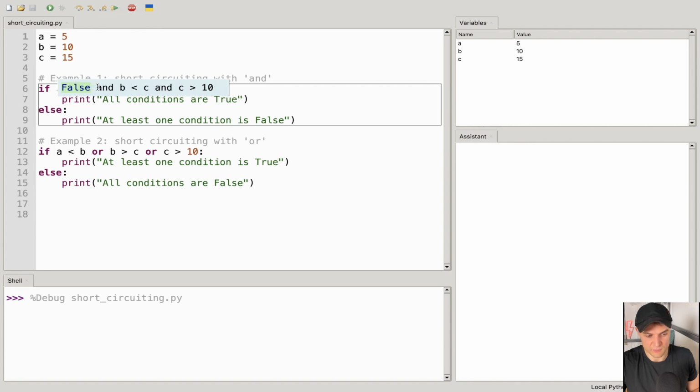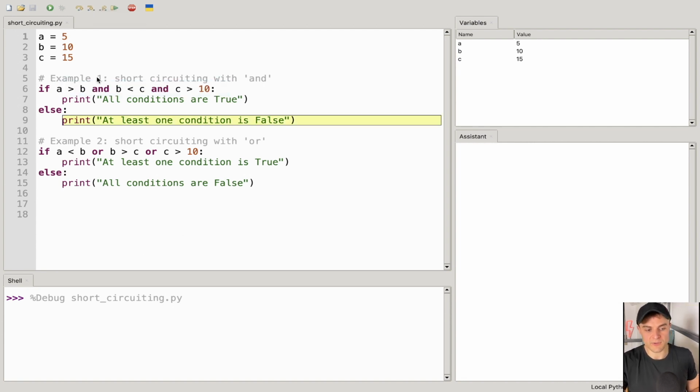And here, given that we have ANDs, when we have ANDs, all the expressions have to be true to make the overall expression true. What is going to happen? Let's keep going. False. Boom. We go immediately into the else block, you see? At least one condition is false. These B minus C and C greater than 10 are not evaluated. I don't need to, because when I know that this expression is false, I immediately know that the whole expression is going to be false.